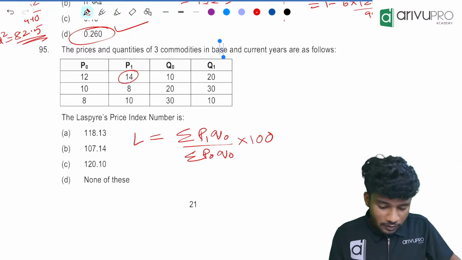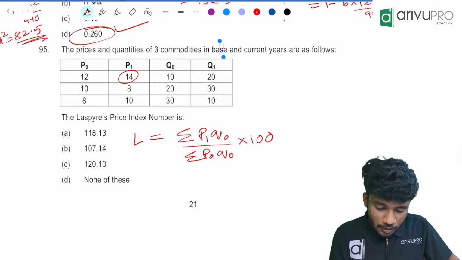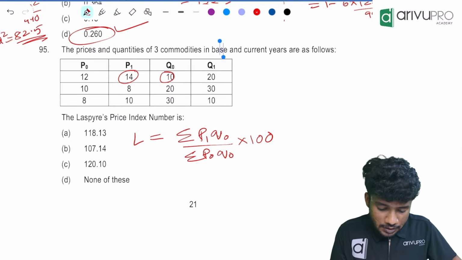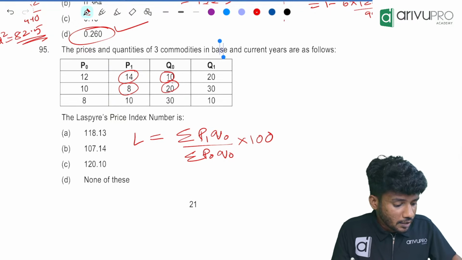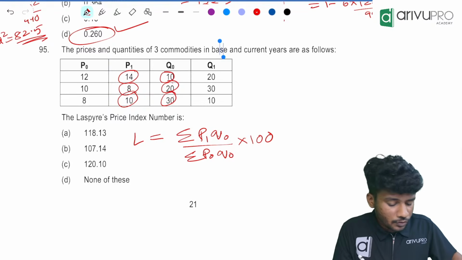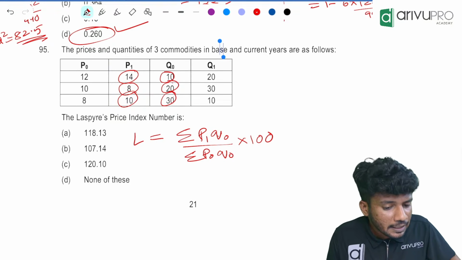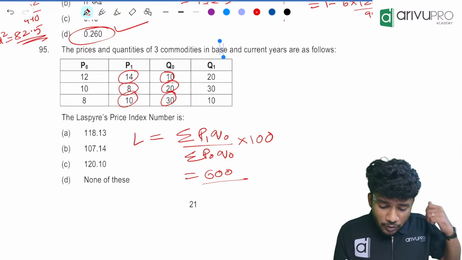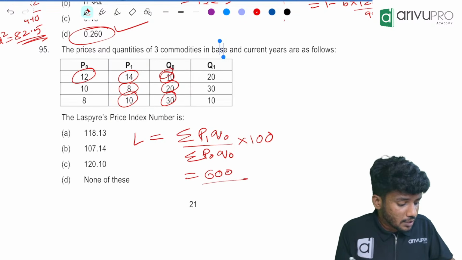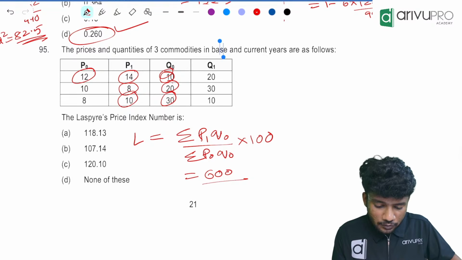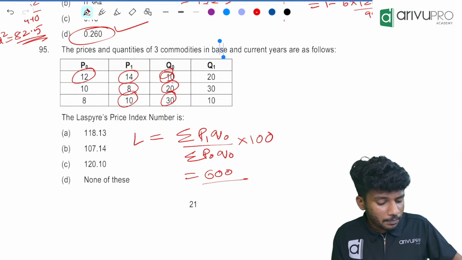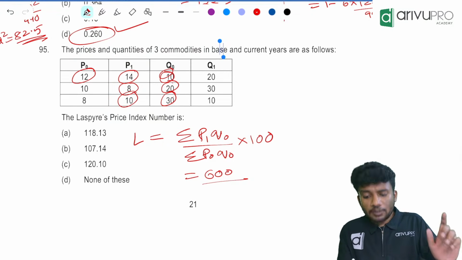P1, that is 14 into P1 Q0: 14 into 10 m plus, then 8 into 20 m plus, then 10 into 30 m plus, then click MRC. You will get it as 600 divided by P0 Q0. P0 is 12 into 10. Clear the memory, 12 into 10 m plus, then 10 into 20 m plus, 8 into 30 m plus, then MRC, you will get it as how much?